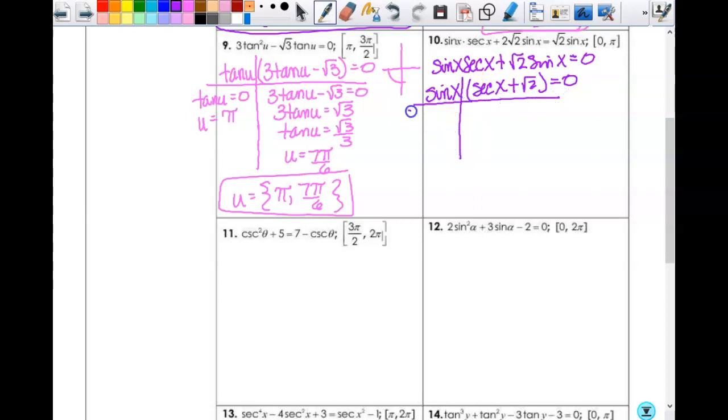Then I can use my zero product rule. So sine x equals 0, and secant x plus the square root of 2 equals 0. I subtracted it away. So then secant x equals negative square root of 2. What's the reciprocal of secant? Cosine. So cosine x would equal negative what? Square root of 2 over 2. Good. All right.